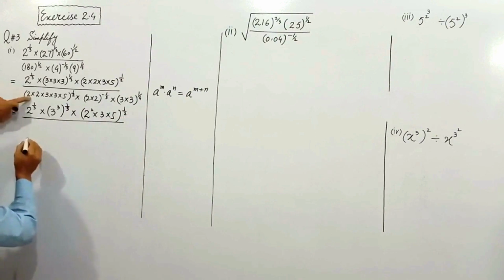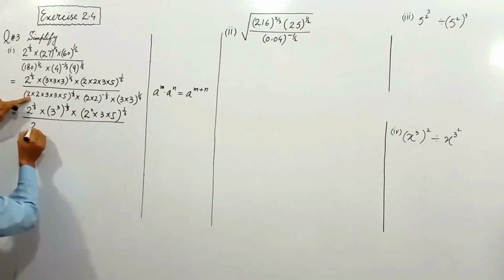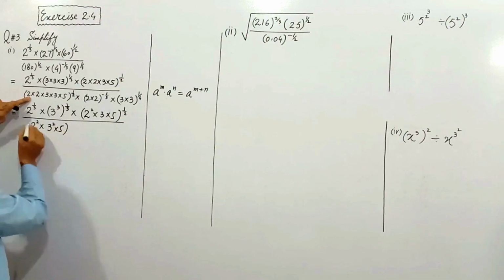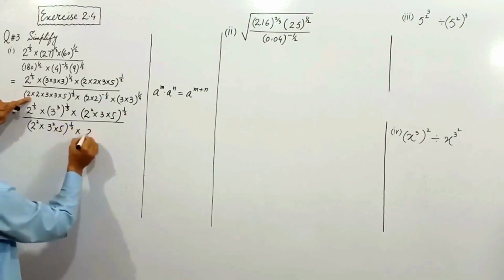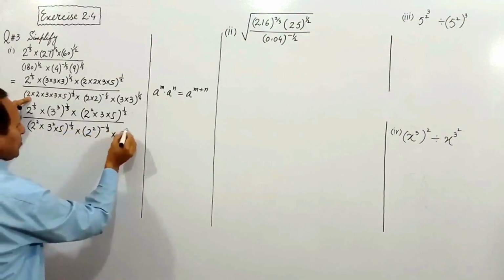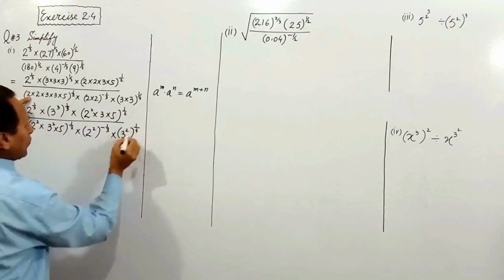Whole divided by, again we apply the law of sum of powers. So 2 raised to power 2, 3 2 times, 3 raised to power 2 into 5 whole power 1 by 2 multiply 2 raised to power 2 whole power minus 1 by 3. 3 raised to power 2 whole power 1 by 4.